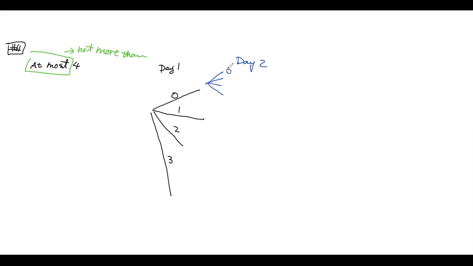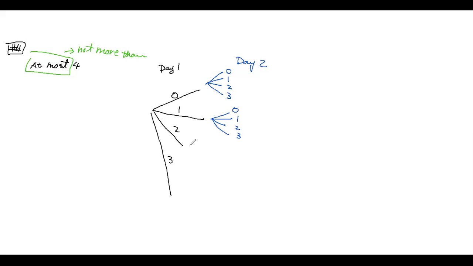The student can study 0, 1, 2, 3 hours, right? So day 1 is 0 hours, day 2 is 3 hours, which is still less than 4, so it's good. How about if the student studies 1 hour on day 1? So how many hours can this student study on day 2? It will be 0, 1, 2, 3, right? So 1 and 3 is a total of 4 hours. That's okay, it meets the requirement.